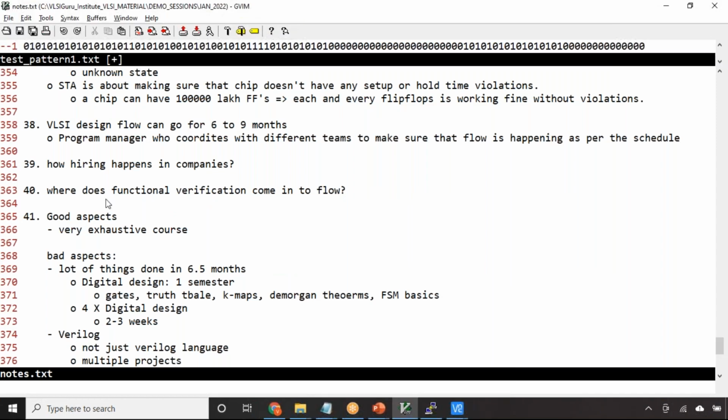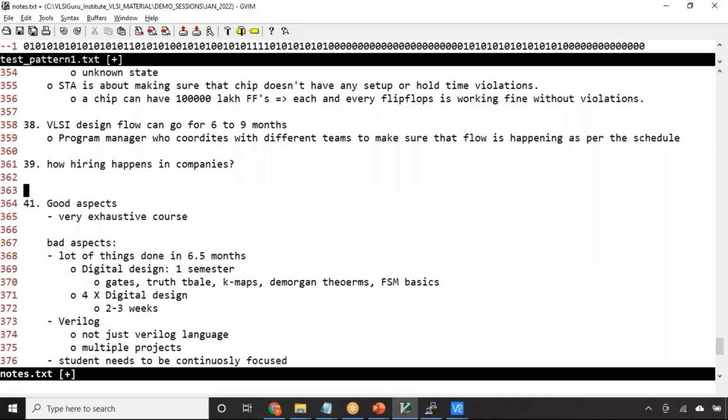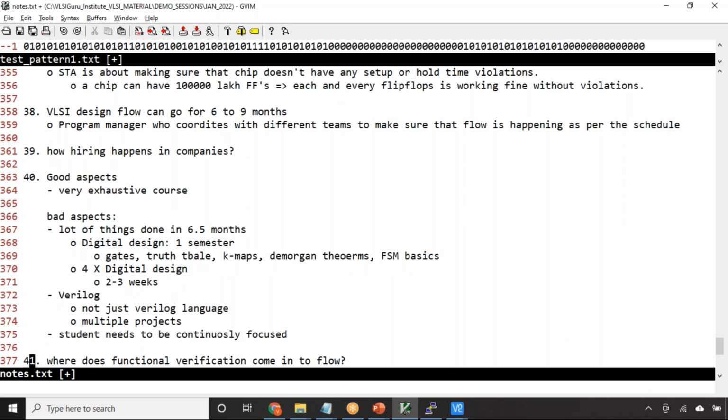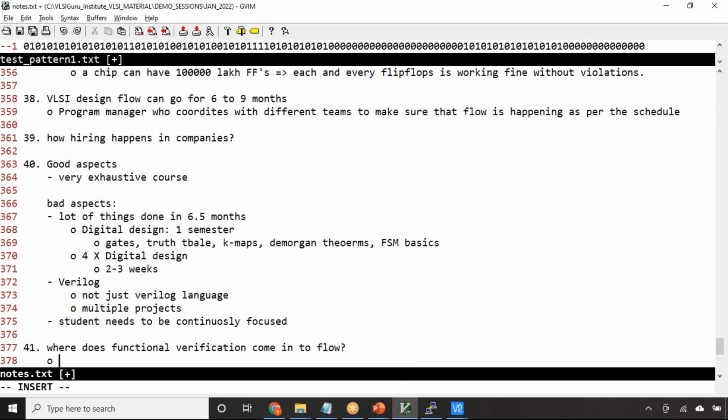So now let's question this aspect. Where does functional verification come into the flow? Is it under the VLSI front-end domain or back-end domain? Can someone tell me? The front end. It's in the VLSI front-end domain.